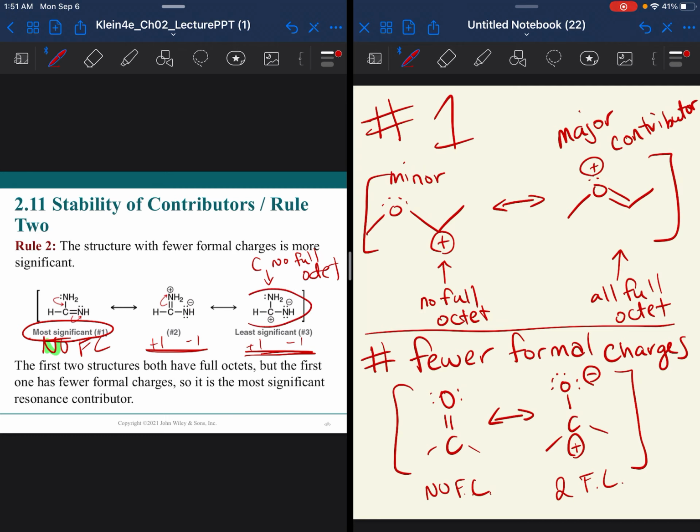So we would have already known that this was least significant because the carbon doesn't have a full octet, where 1 and 2 both have full octets all around. And then we can differentiate between the most significant and just sort of our middle guy here by formal charges, right? So you can do octet first and then formal charges. That's going to be the next important.